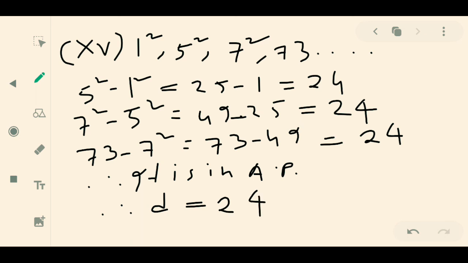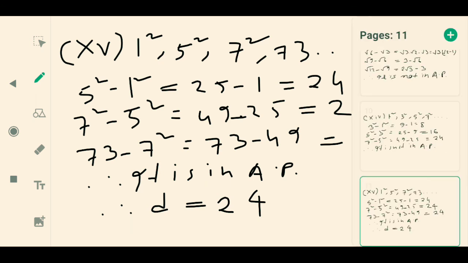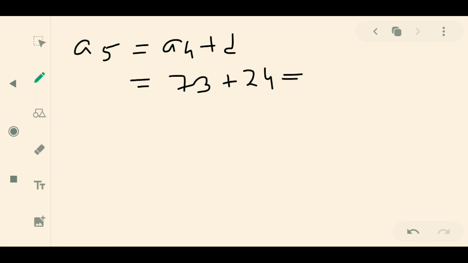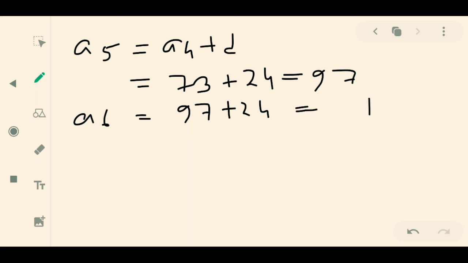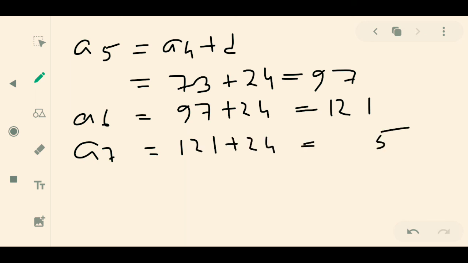So now, since it is in AP, we need to find 3 more terms. A5 is A4 plus D. A4 is what? The last term was 73. D is 24. Add them: 97. A6 is 97 plus 24, which is 121. A7 is 121 plus 24, which is 145. So the 3 more terms are found. That is finished.